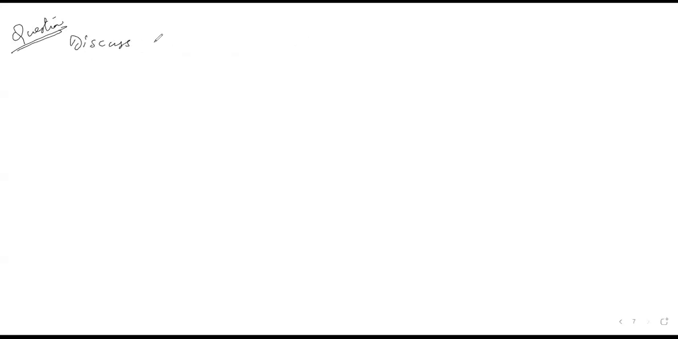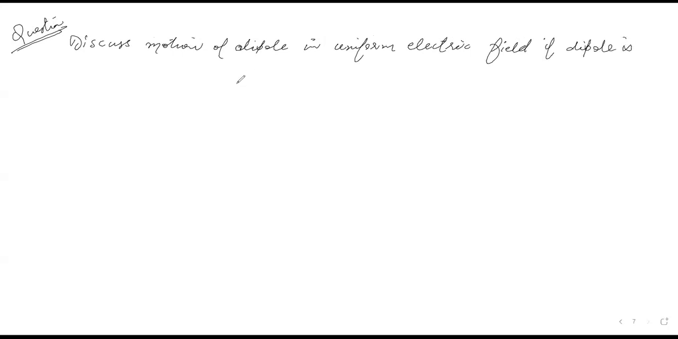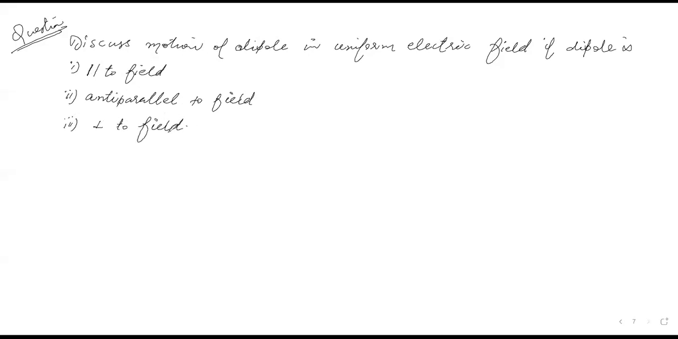Discuss motion of dipole in uniform electric field if the dipole is: the first case, parallel to the field; the second one, anti-parallel to the field; and the third one, perpendicular to the field.